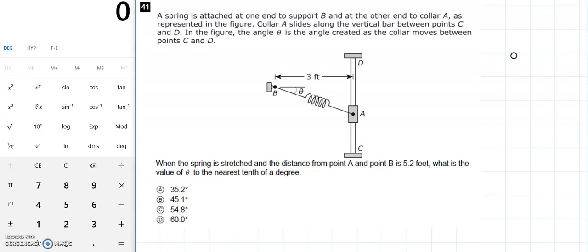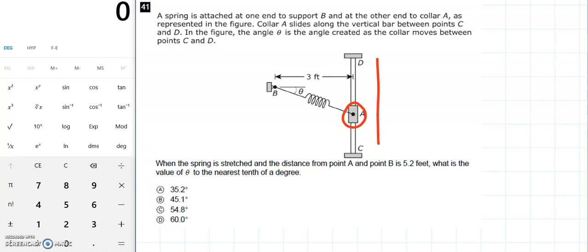Okay, so a couple of things that you should notice. It looks like we have a right triangle here in the center, like an upside down right triangle. So you're thinking about all of the things that have to do with right triangles: Pythagorean theorem, trig, special right triangles, all those things. Now what this question is saying is that this piece, A, is going up and down along this bar from C to D. It goes up and down, up and down.